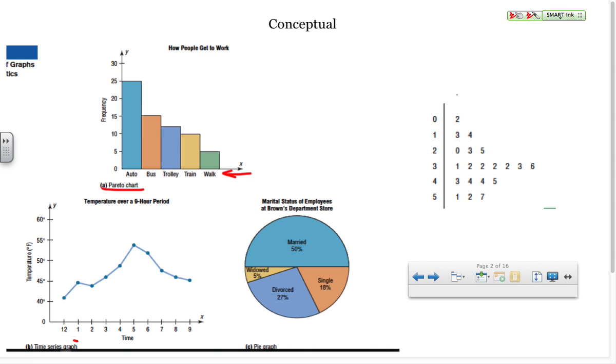Down here we have a time series graph. These are really cool graphs. They show things over time. Weather is something that's used quite commonly. You'll notice this is temperature over a 9-hour period. So it just shows how something changes over time.